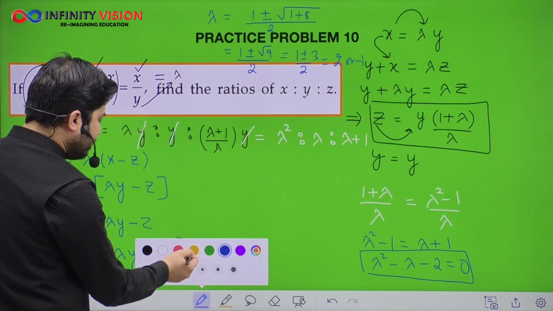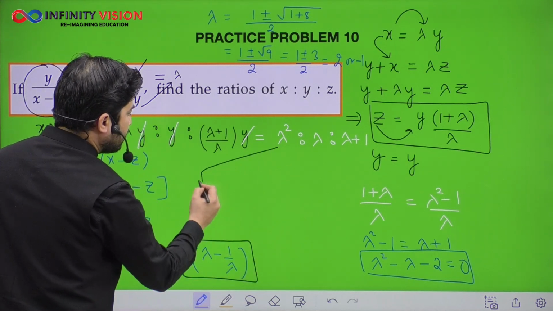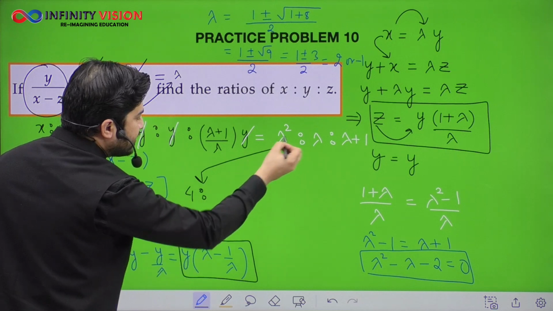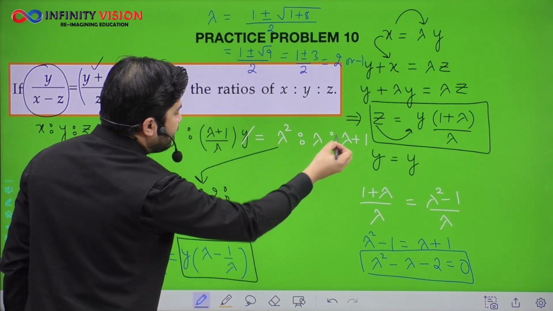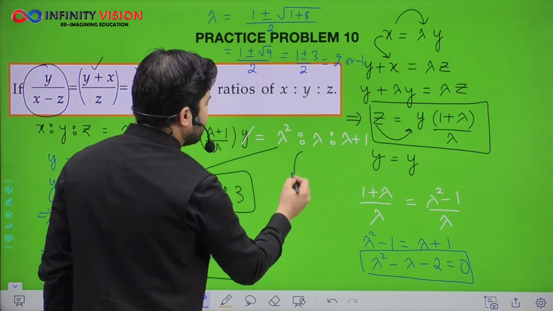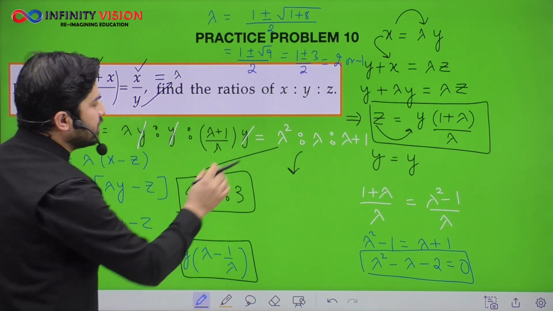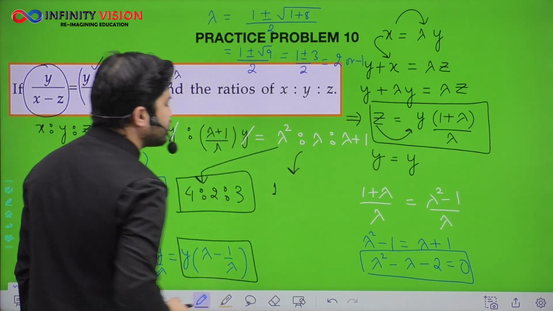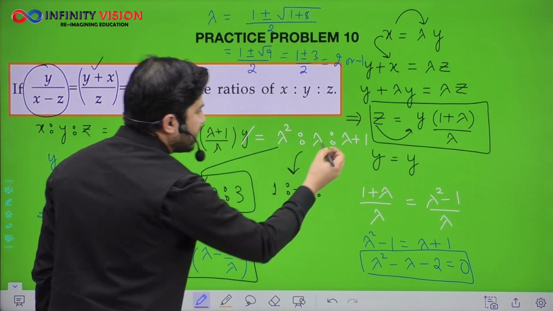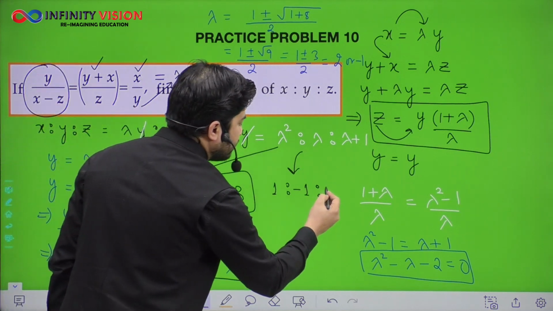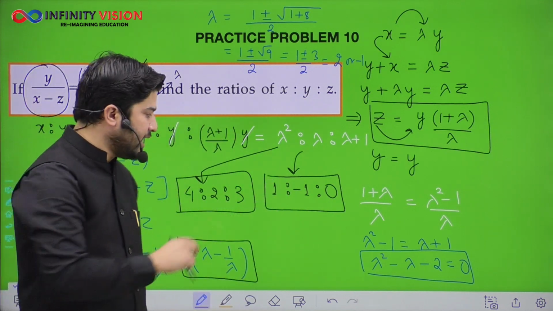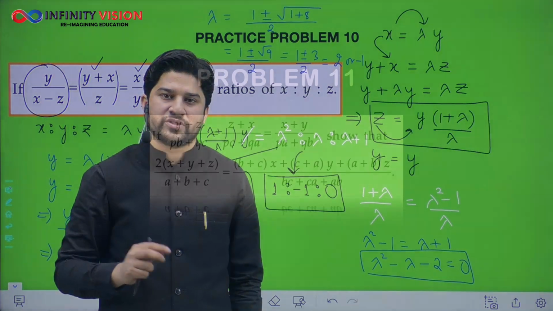So you will have two answers. The first answer would be, lambda equals 2, so lambda square, 2 square, will become 4, lambda is 2 and lambda plus 1 would be 3. So this is your first answer. The other answer would be, when you replace lambda with minus 1, lambda square would become 1 because the square of minus 1 is 1, lambda would become minus 1, and lambda plus 1 would be minus 1 plus 1, that is 0. So you will have two answers: one would be 4 is to 2 is to 3, and the other answer would be 1 is to minus 1 is to 0.